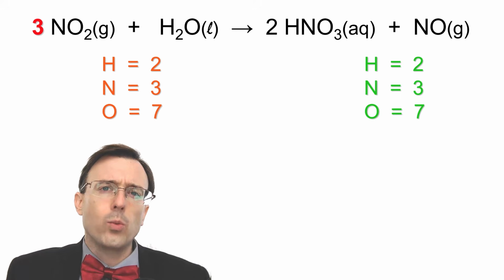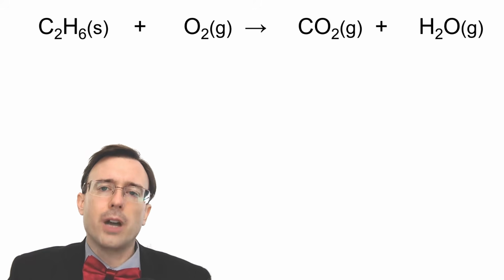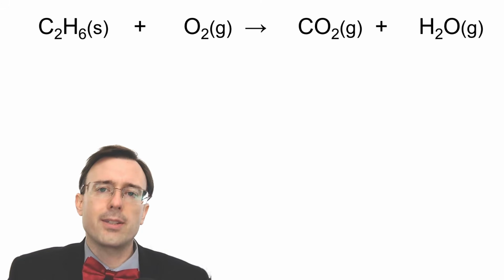All right, let's try one more chemical reaction. Here we have ethane is going to react with oxygen to make carbon dioxide and water. This is a complete combustion reaction, and these can be a little bit tricky to balance. But keep in mind, just follow this step-by-step process and you can do it just fine.